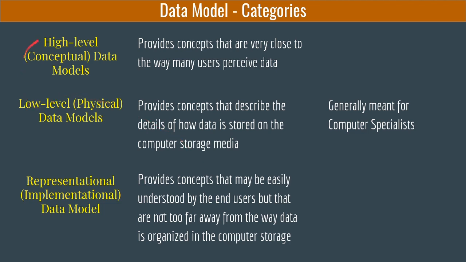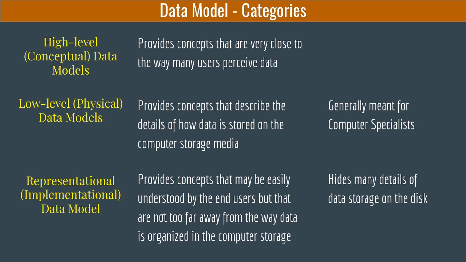All the other models are not discussed in this course, but for understanding purpose I am saying that there are three categories: high level, low level and representational. And out of this we will concentrate only on representational model. There are many representation models, but we will concentrate only on one of them, and that is relational data model. This representational data model hides many details of data storage on the disk, but they are easy to understand also. So these are the different categories of data models.